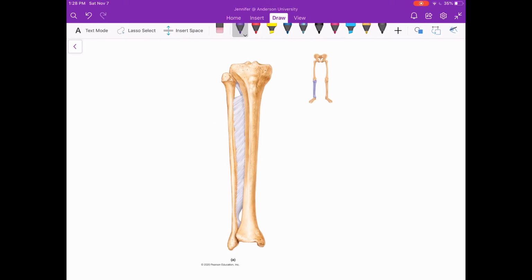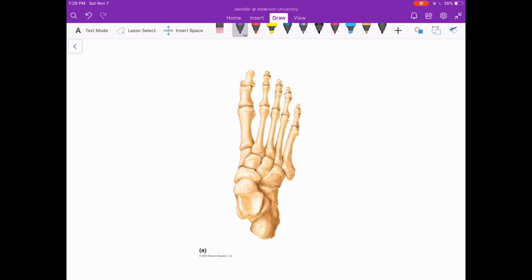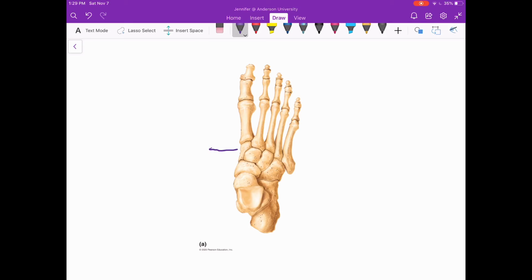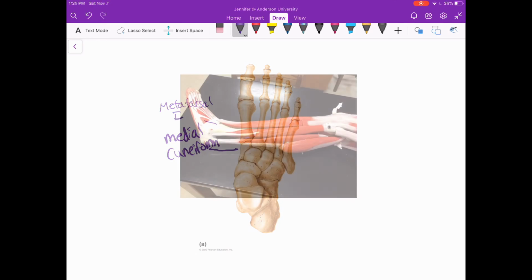Here we have our fibula and tibia again so that you can see the head of the fibula as well as the entire fibula. Here we have the foot so that you can see the metatarsals, and you can also see the medial cuneiform. It is the cuneiform that is most medial on the foot, so that is pretty self-explanatory as long as you know if you're looking at right foot or left foot.